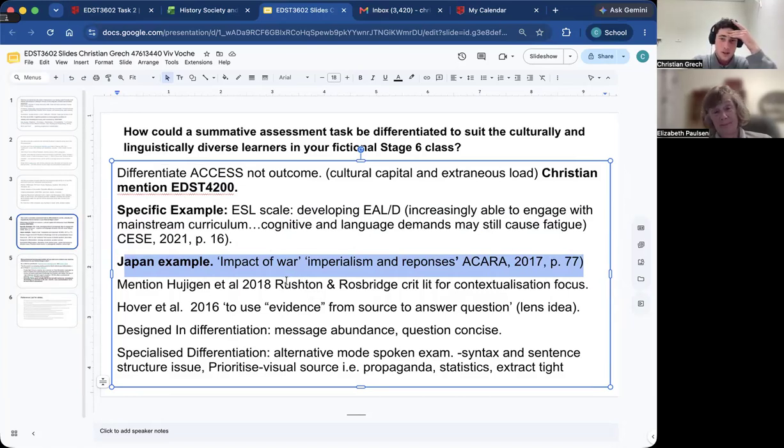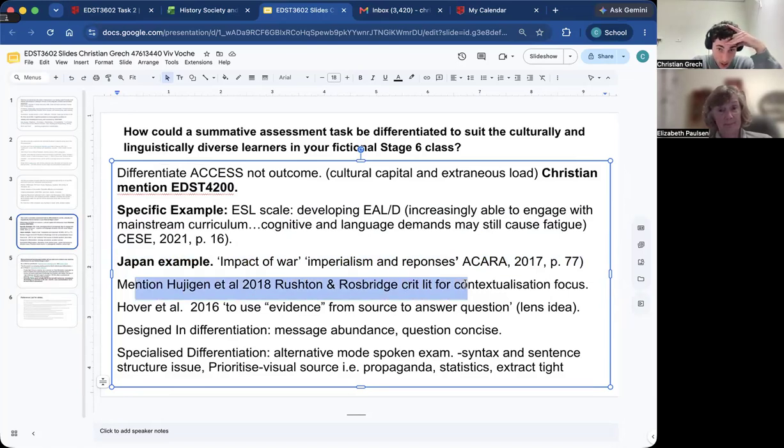So some of the ways that I would have done that. I've mentioned Hughenden, Rushton, and Rossbridge. They have this idea of contextualization. And Hover says to use evidence from source to answer. Just to summarize that, the lens idea comes back again. Sometimes we give students a blurb paragraph, read through this, this is to help you understand how historians come about it, and then they go straight to it.